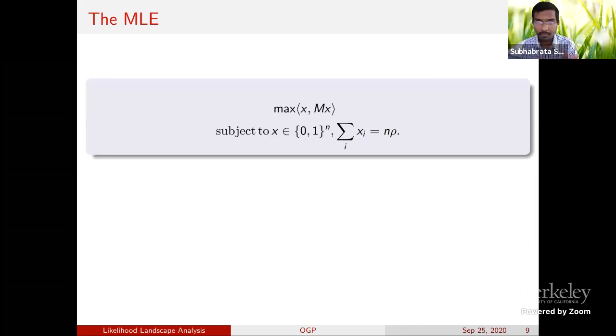So the maximum likelihood in this problem basically reduces to this discrete optimization problem, where we seek to maximize this quadratic form in the matrix M, the matrix that we have observed, subject to these constraints. The vector x is a binary vector and it has exactly n rho many elements that are 1. This encodes the fact that I'm looking for n rho by n rho submatrices.